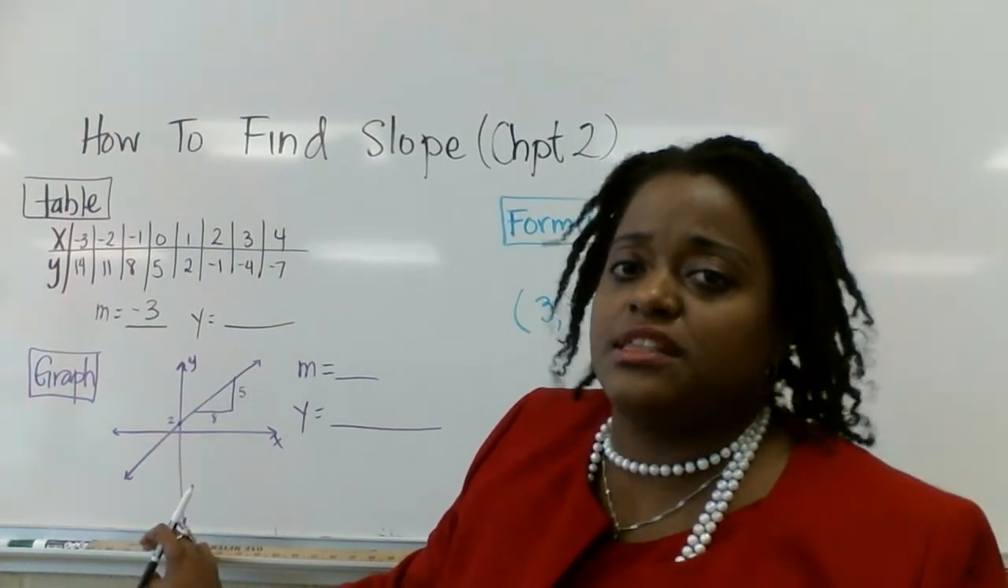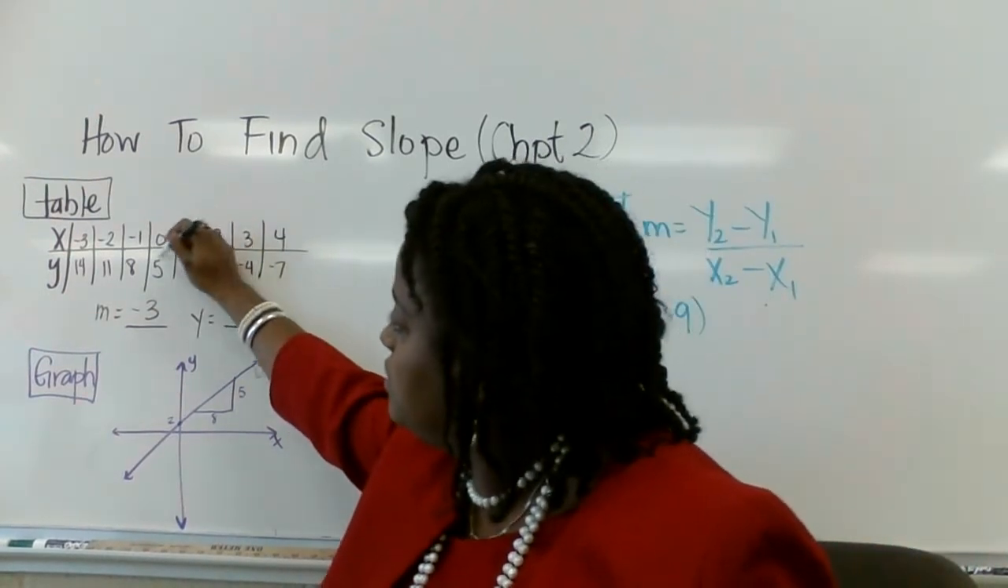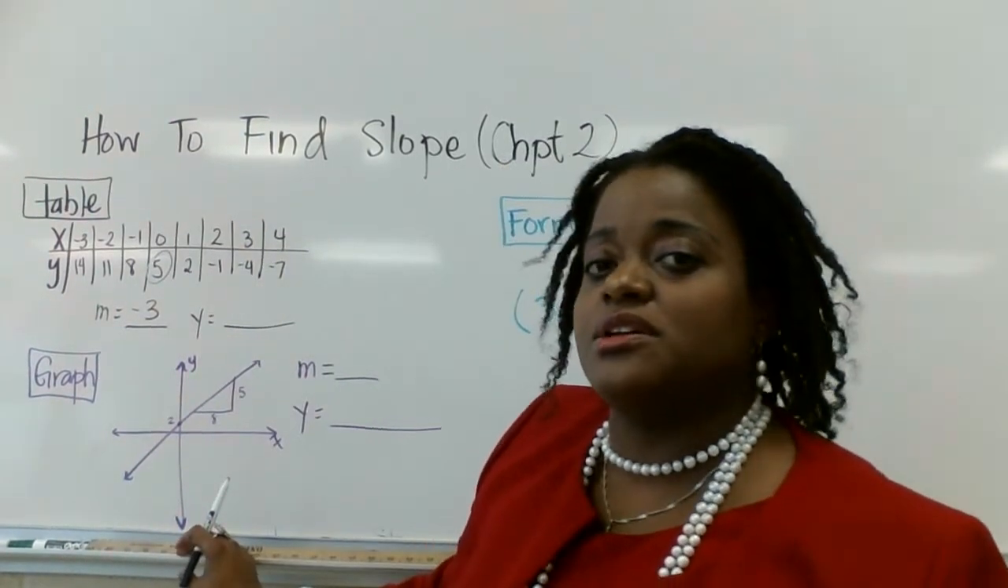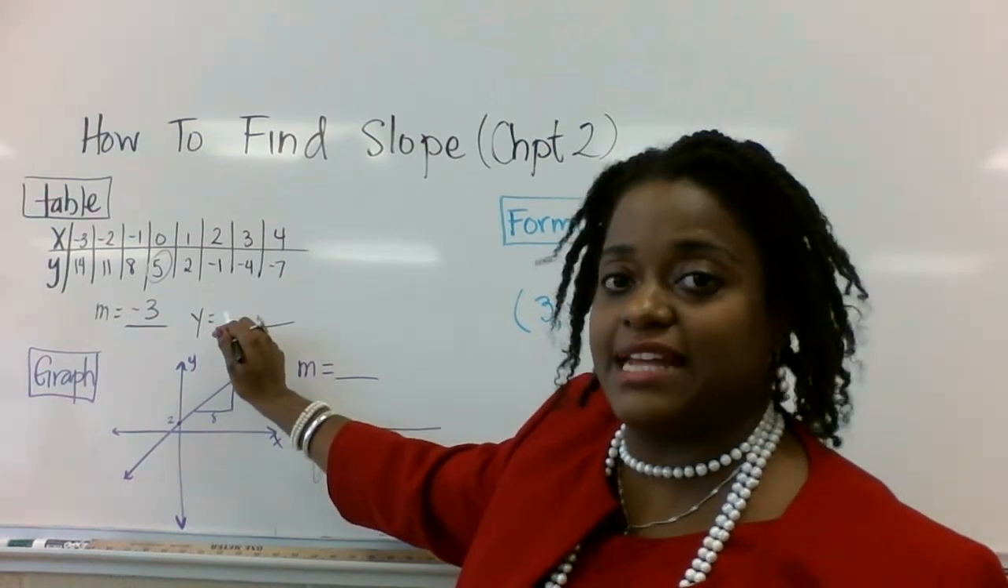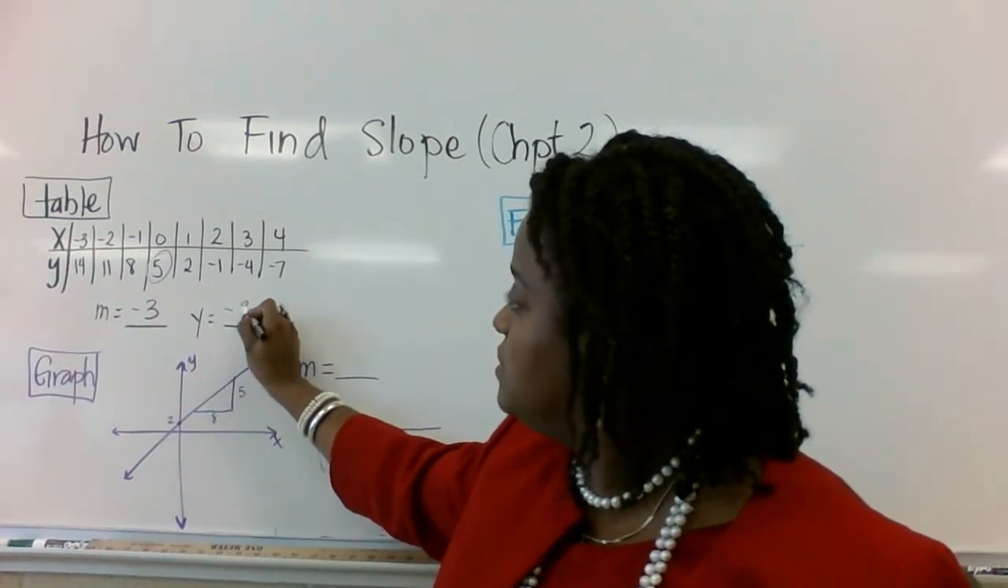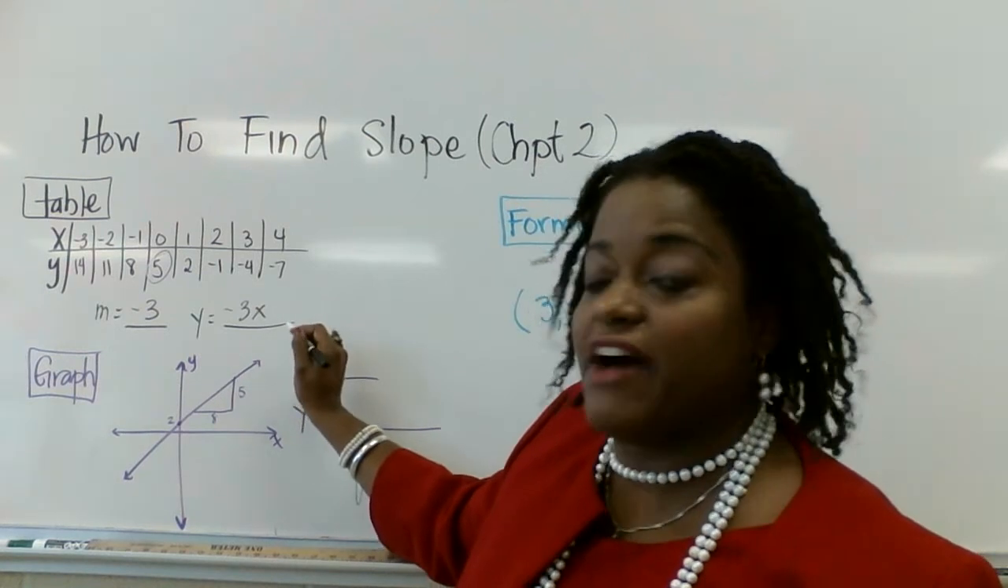And then I said, look at the 0 number, and that is your starting number or your y-intercept, and we write y equals negative 3x plus 5.